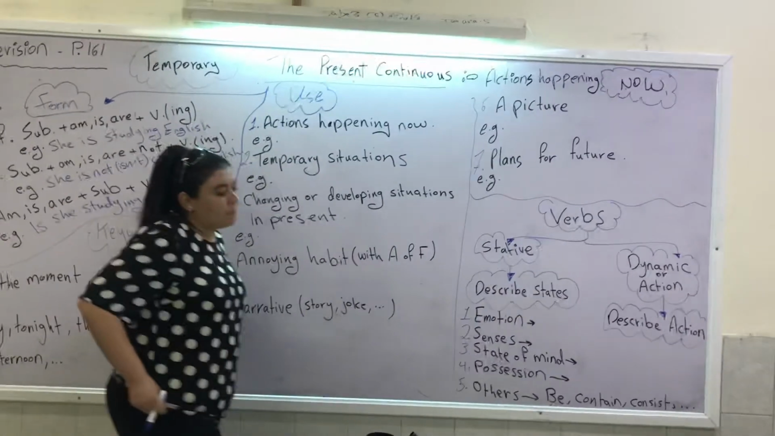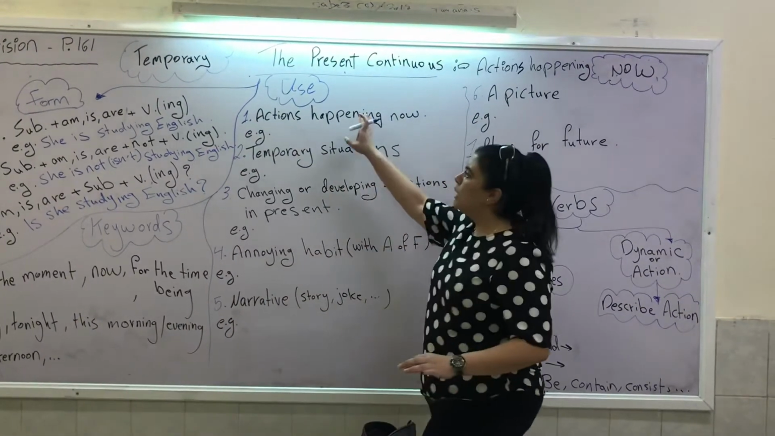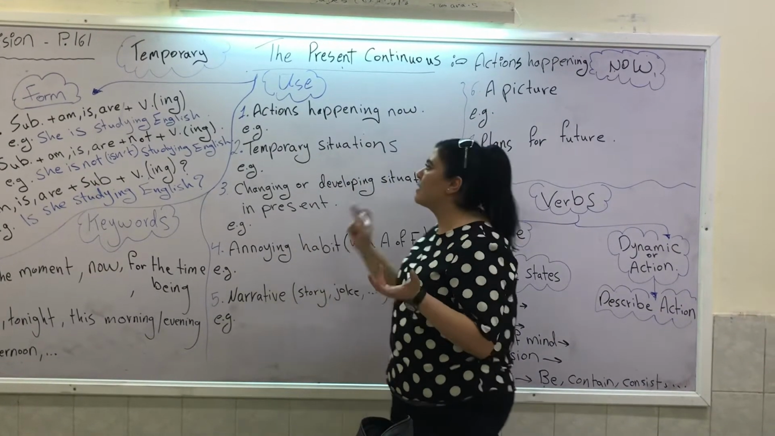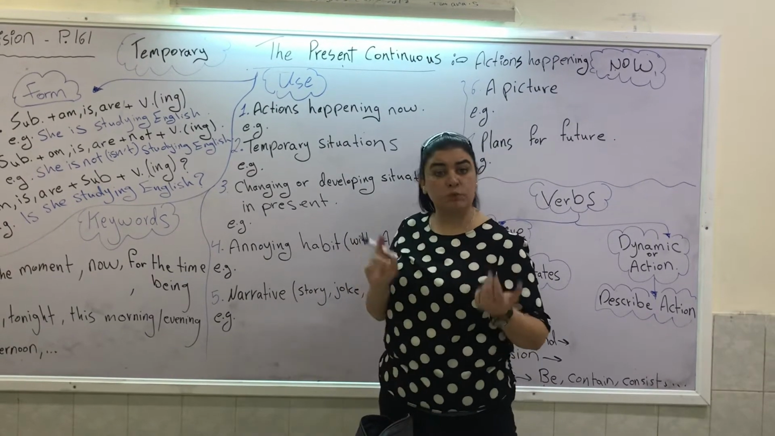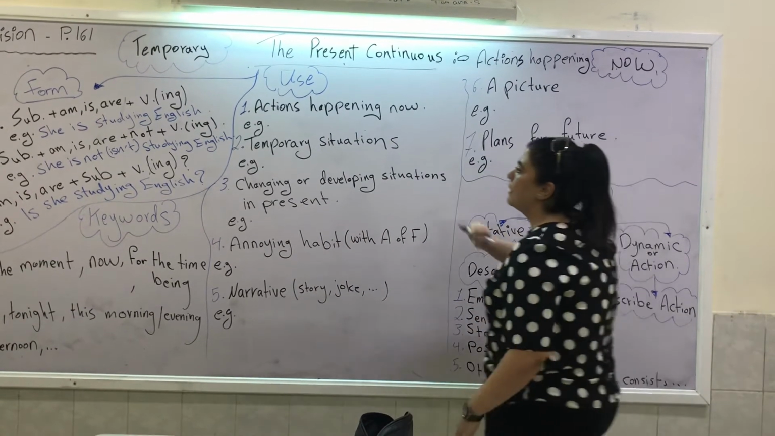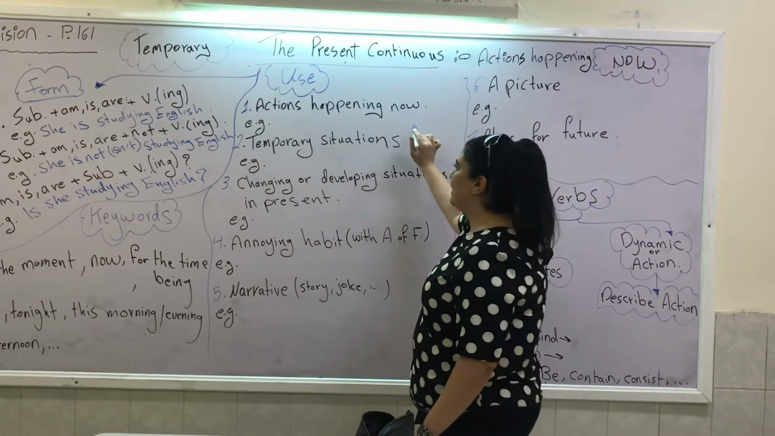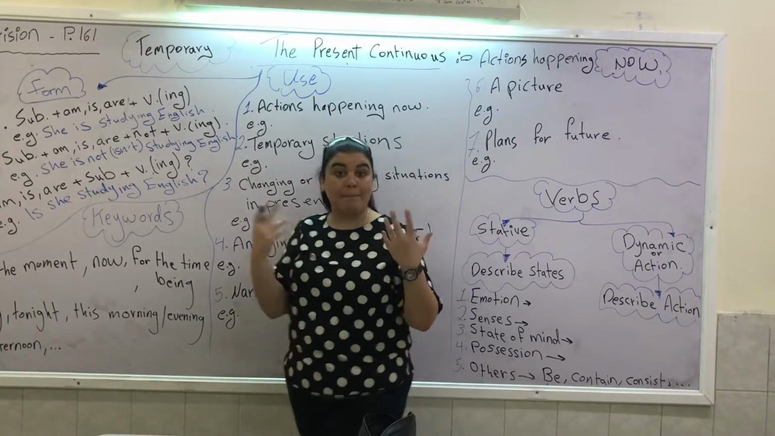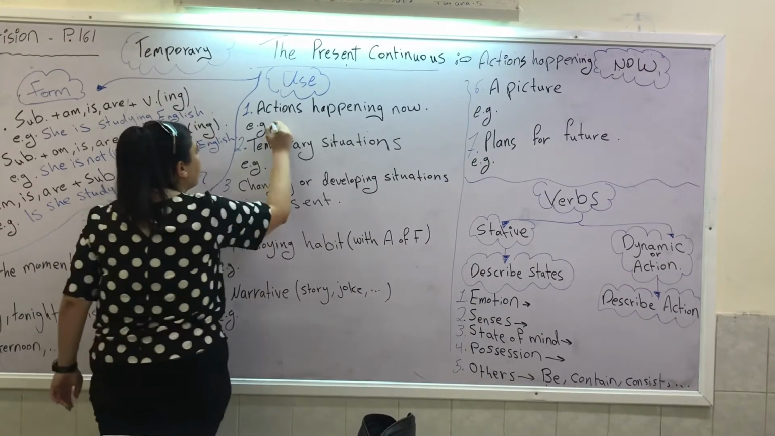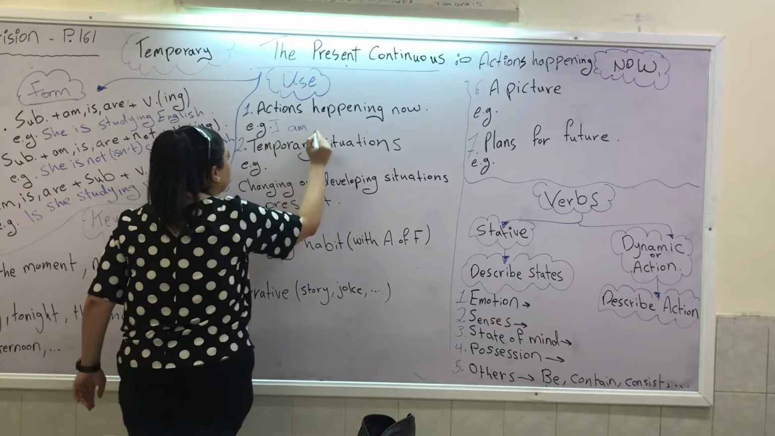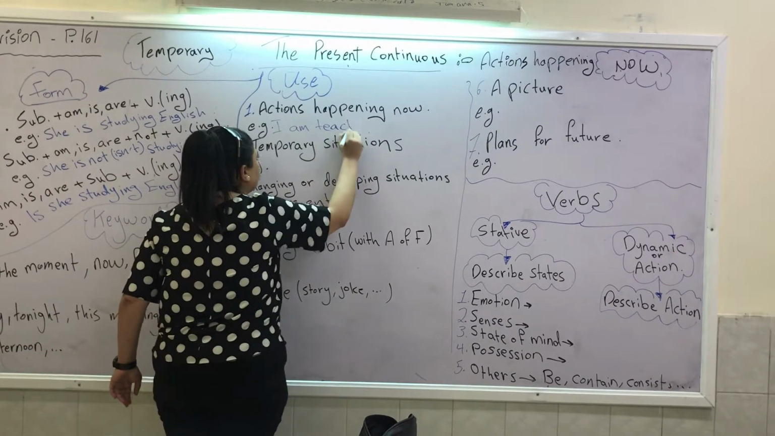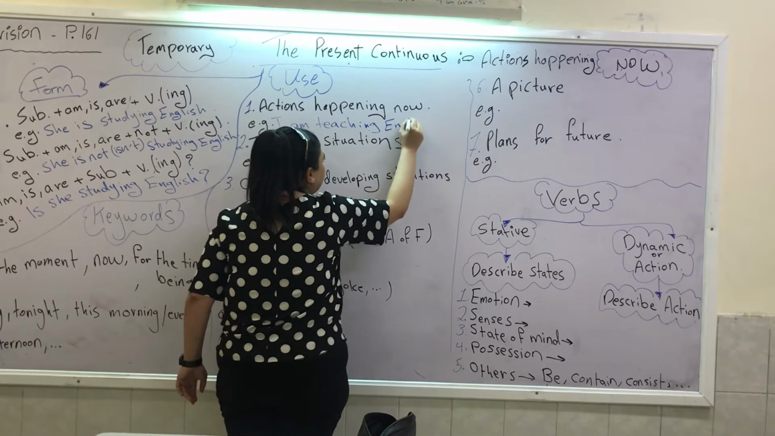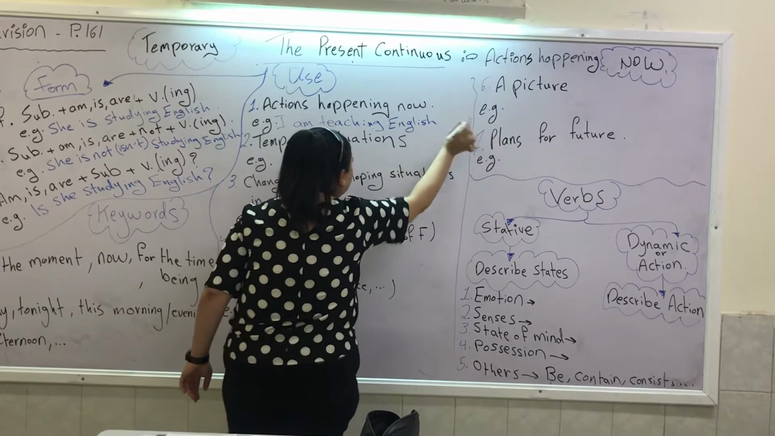Now, we have to come to the uses of the present continuous, the function. Why do I use the present continuous, and how and when? So, the first use of it is actions happening now. As an example of it, I am teaching English now, or at this moment.